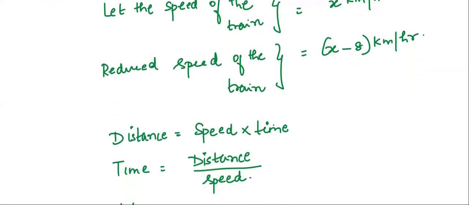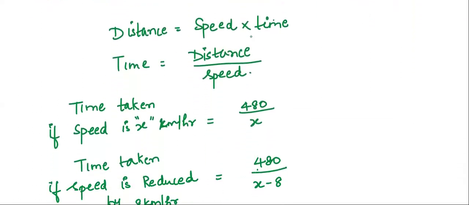We know the formula: distance is equal to speed into time. We will simply rearrange this formula to get the formula for time. So time will be distance by speed, just bring the speed down. Now we are going to find the time taken for the original speed and the time taken for the reduced speed.